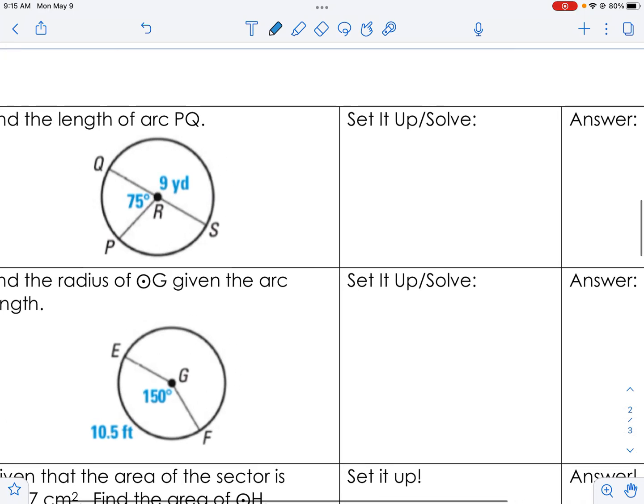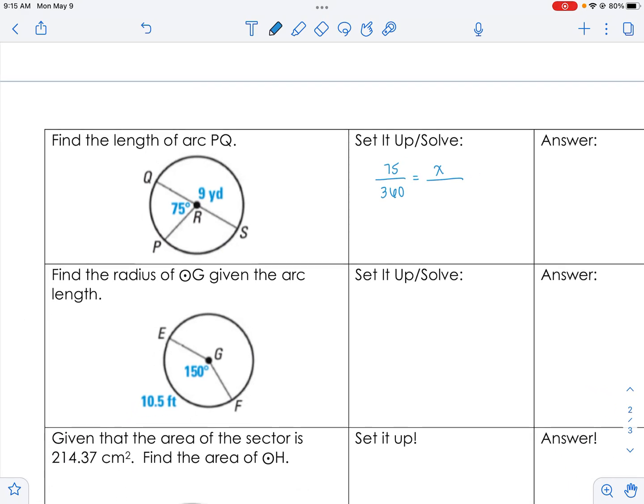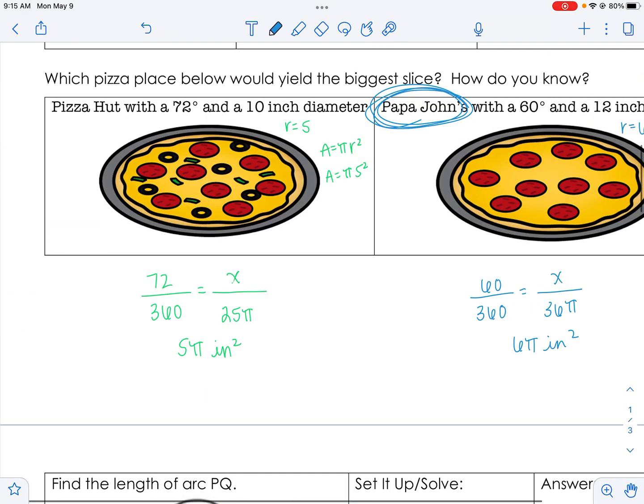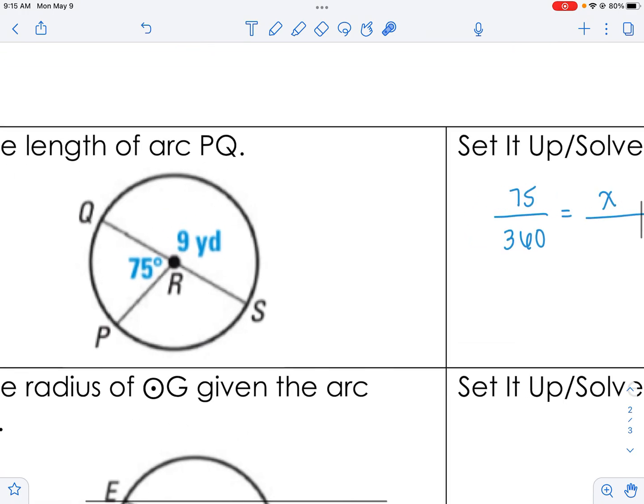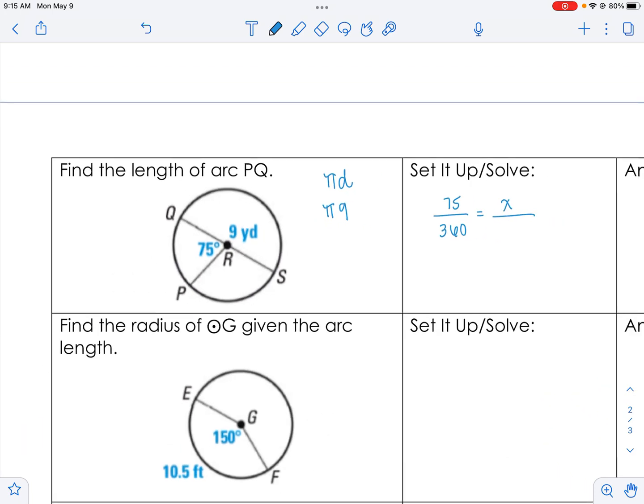So for our arc length, it's always the angle over 360. So in this case, 75 over 360 equals x over, and we need to remember that arc length goes with circumference. So for circumference, if we go back up to this formula, I have two options. I can do 2 pi r, or pi times the diameter. Well, they gave me the diameter when they write 9 in the middle like that. So I'm going to use pi d for circumference. So pi times 9 would just make the circumference 9 pi.